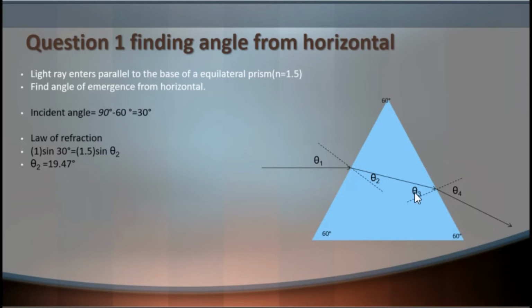Now we know the angle theta 3 is 40.53 degrees. Now we need to find theta 4 before we can calculate the angle from the horizontal with the prism. So we're going to use Snell's law, or the law of refraction, to find theta 4, because the light is encountering a boundary. That's why we need to use Snell's law. That gives us theta 4 is 77.10 degrees.